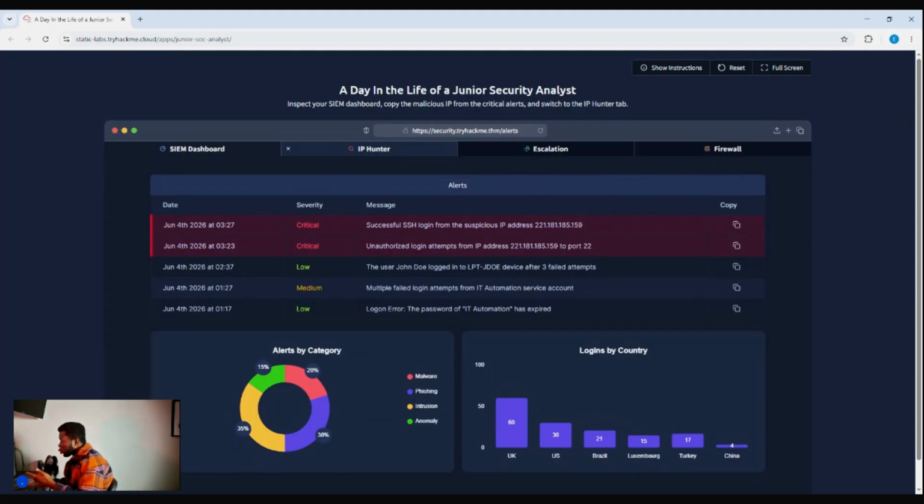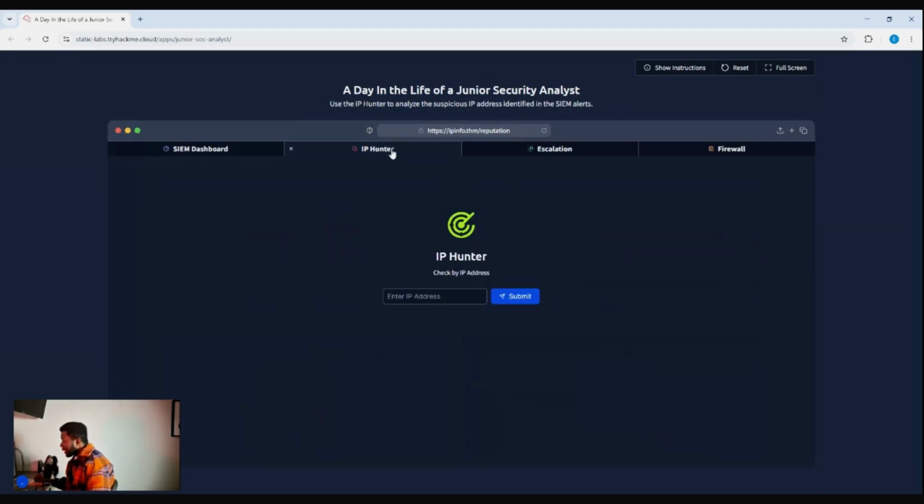threat intelligence tool, which in this simulated SIEM they have here as IP Hunter. But in the real world, we would have threat intelligence tools like Abuse IPDB, Cisco Talos Intelligence, Virus Total, and a host of others. So when you click here, he will just put in the IP address, okay, and submit.